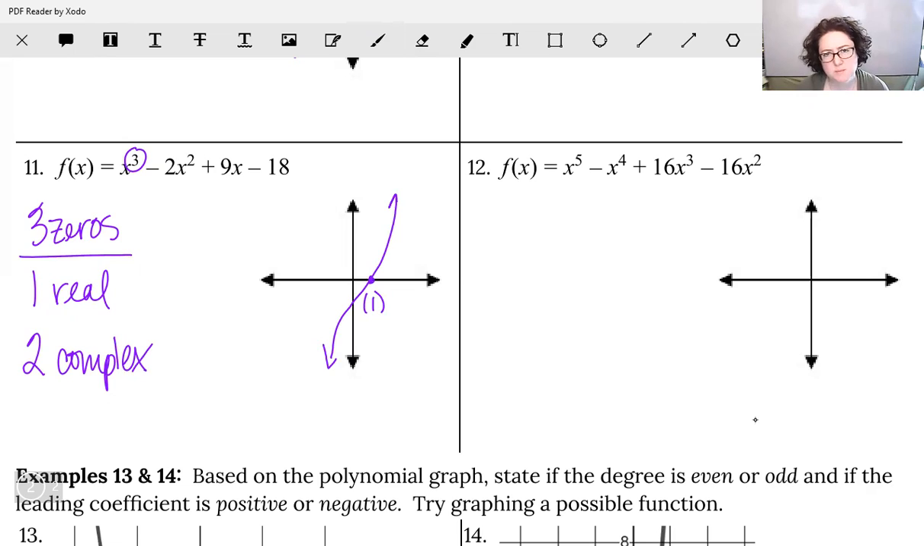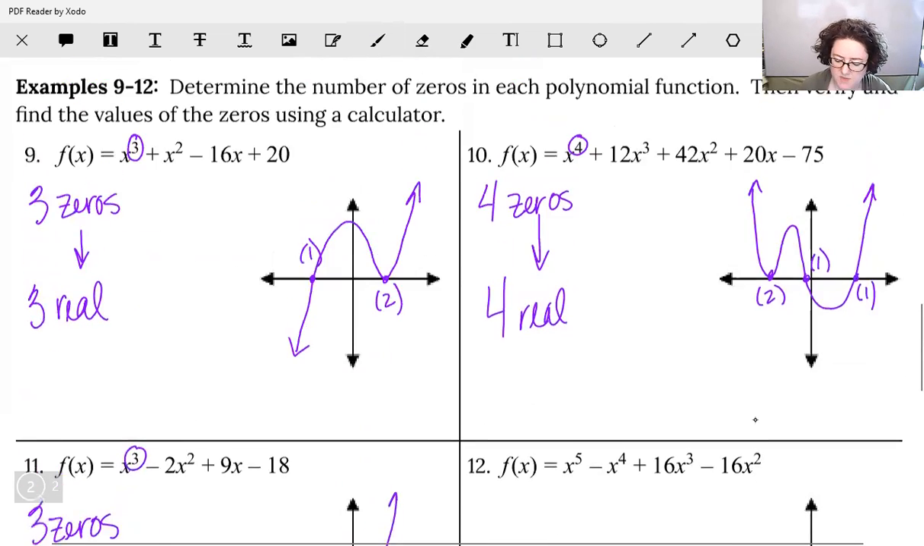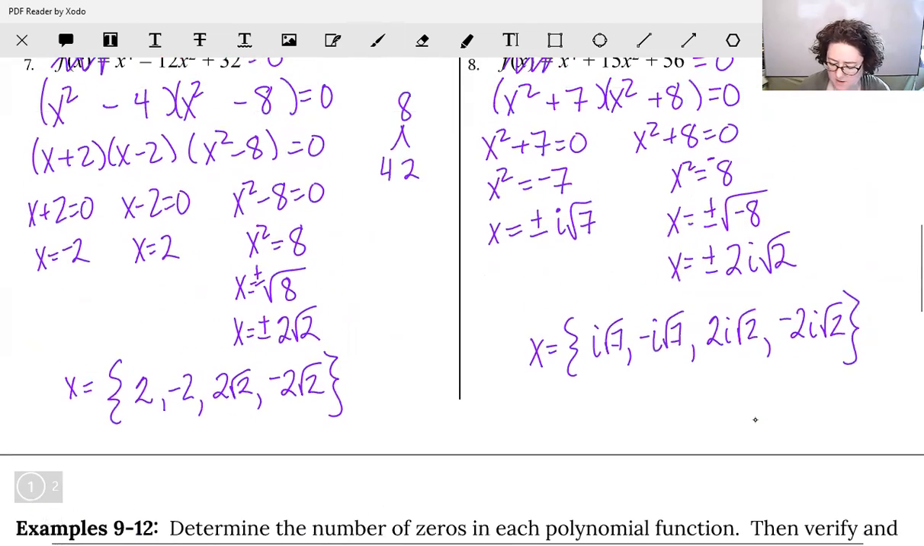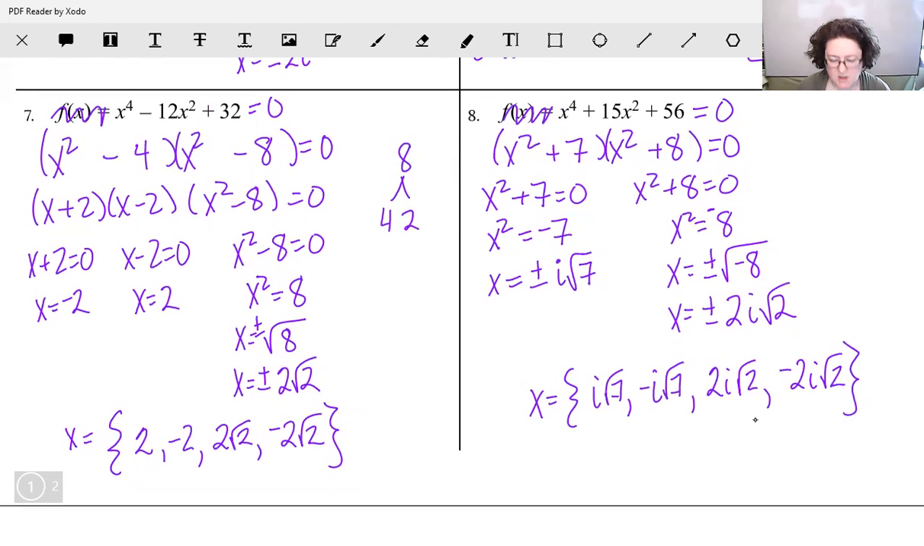So I had two complex answers. If I go back up to some of my problems that have those complex numbers, look at how many we have for each one. So in number 8, I had four complex zeros, and they were kind of paired up. One was positive, one was negative. So if you think back to quadratics, we called those conjugates, where we're just changing our sign.